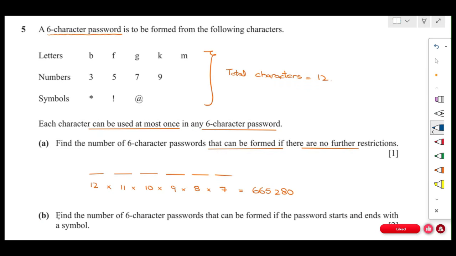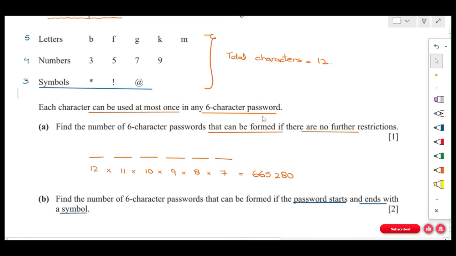All right, now for part B, find the number of 6-character passwords that can be formed if the password starts and ends with a symbol. Okay, so these are the symbols. It starts and ends with a symbol, not or, sorry. Okay, so how many letters? We have 5 letters, 4 numbers, and 3 symbols. The total characters are 12.